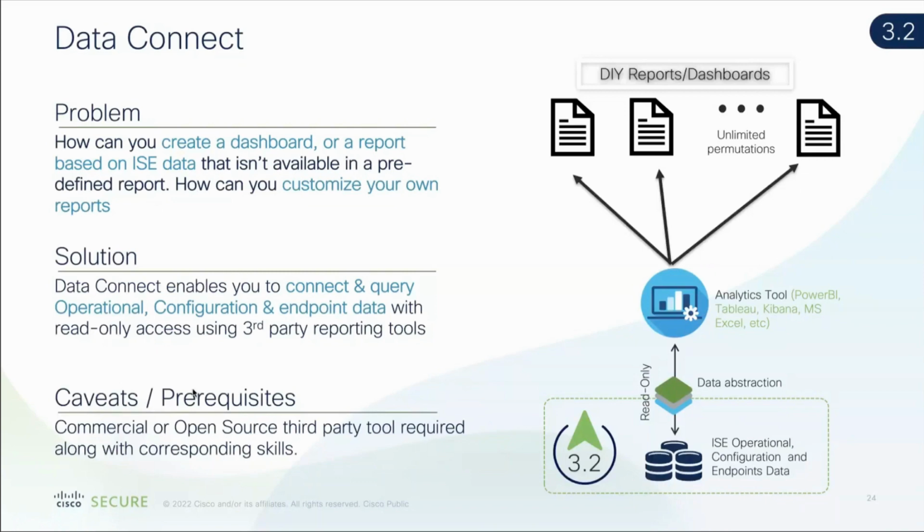ISE was already offering you the predefined reports, dashboards, dashlets, context visibility reports, and everything. What if the customer wanted to customize his own report? He wanted to club two reports together and get the summary out of it. Or he wanted to create his own authentication summary kind of report. Or he wanted to create his own dashboard based on the reports or ISE data. Well, that's not possible because ISE was offering predefined reports.